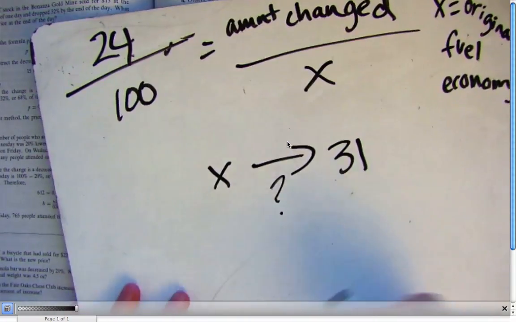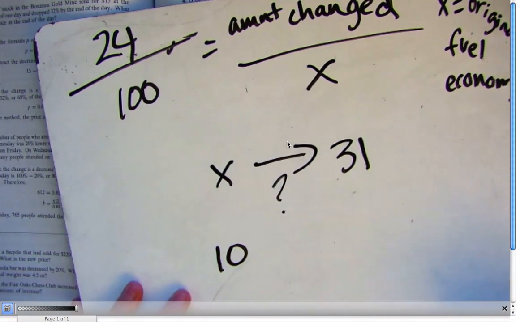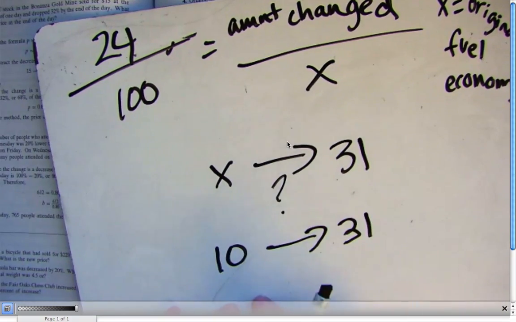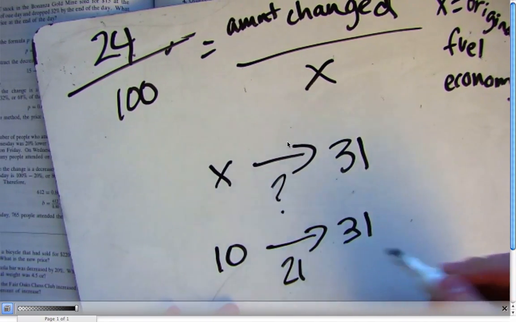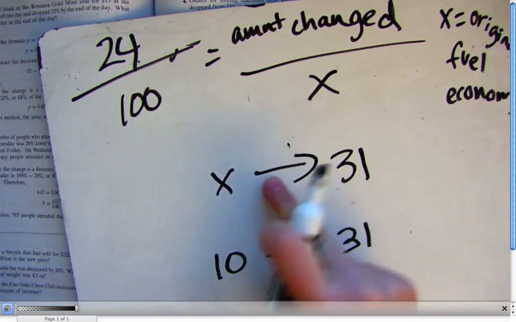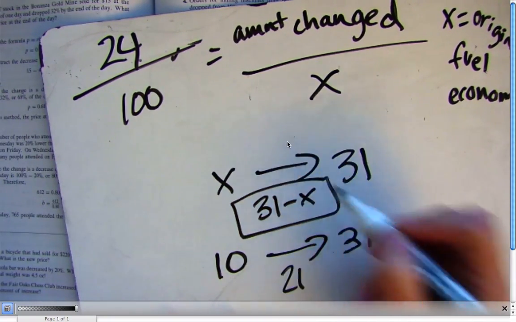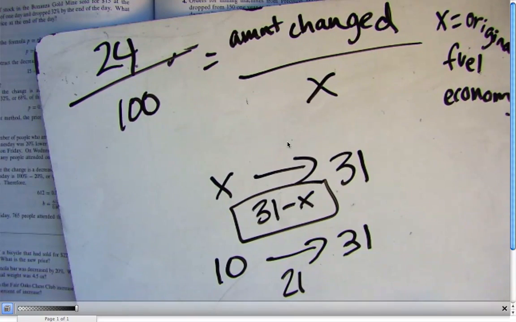Yes, right? Because let's say it was 10, hypothetically. I'm totally making that up. And it went to 31. Well, then how much did it change? 21. You subtracted, right? So instead of a question mark here, I could write this as 31 minus X is how much it changed. Okay?